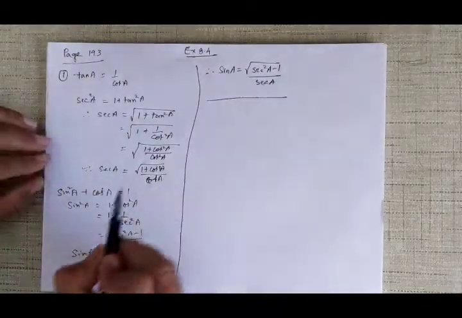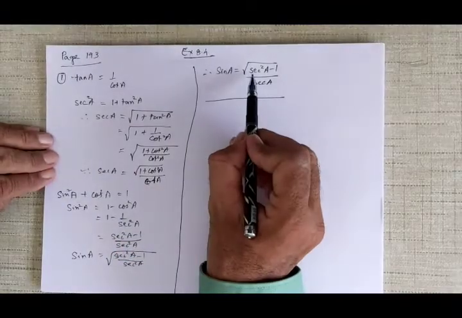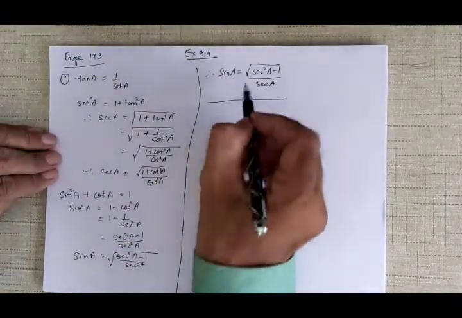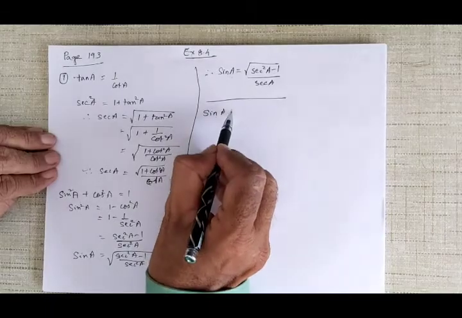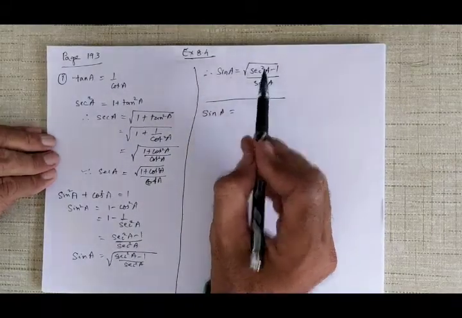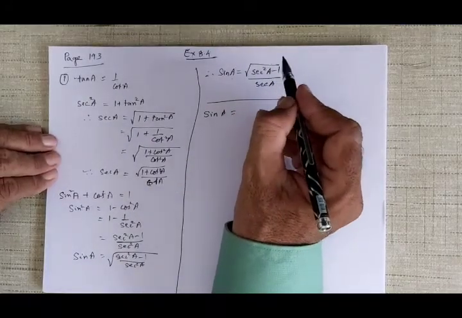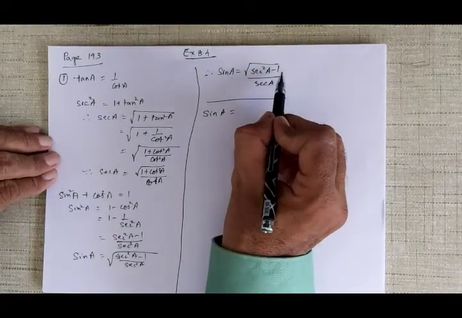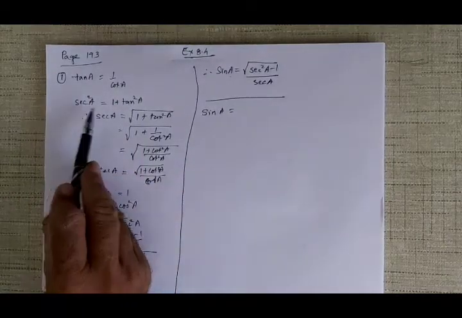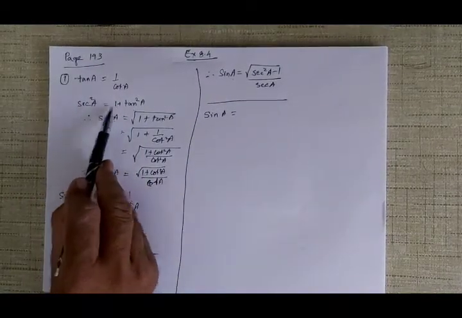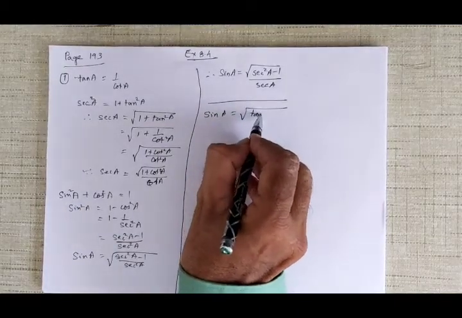Alright, now of course here first one, tan A is 1 upon cot A, sec A is square root of 1 plus cot square A upon cot A, sin A is equal to square root of sec square A minus 1 upon sec A. Of course we want to express this in terms of cot. Okay, sec square A minus 1, we can express it in two different ways. Supposing I want to write it in terms of tan square A, sec square A is 1 plus tan square A. Okay, so sec square A minus 1 will be tan square A.